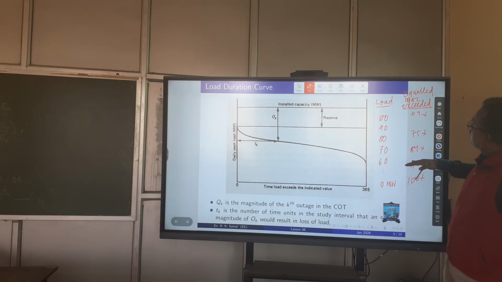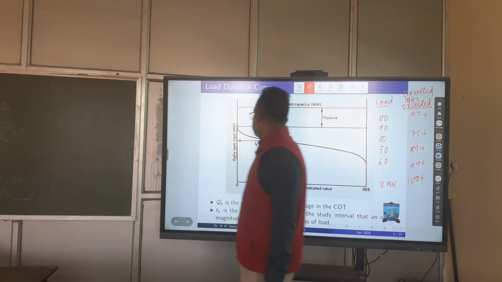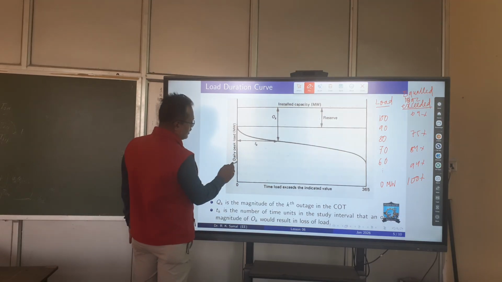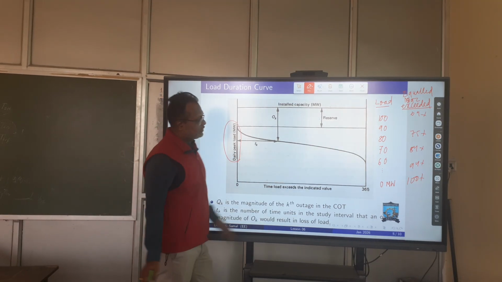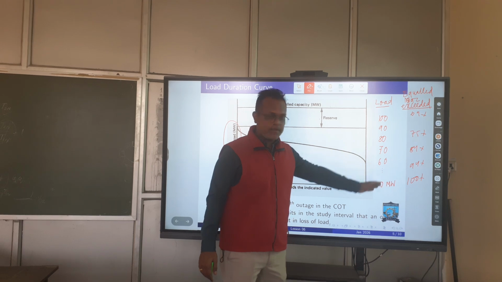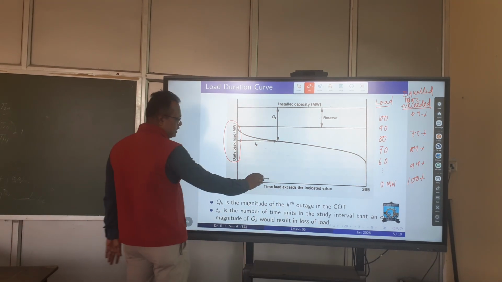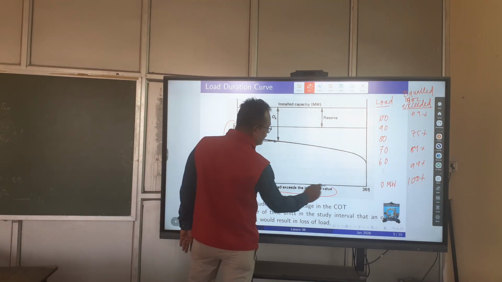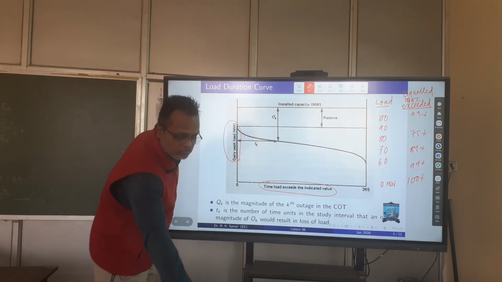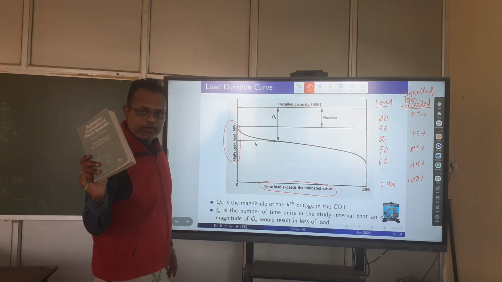Now you revert this table. So we take a reverse percentage. For example, what is the percentage of time the number of load is equal or exceeded for the lowest load? 100%. Then we plot like this. So daily peak load, which is this one. And what you get here is the time the load exceeds the indicated value. This figure is from this book, Reliability Evaluation.